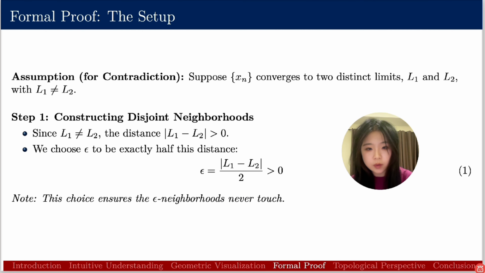Now let's dive into the formal proof using proof by contradiction. First, we assume the opposite of what we want to prove. Suppose that our sequence xn actually converges to two different limits L1 and L2, where L1 is not equal to L2. Because these two points are distinct, the distance between them must be positive. To create our protective bubbles, we define epsilon as exactly half of the distance. This choice is crucial because it ensures that the neighborhoods around L1 and L2 will never overlap or touch.